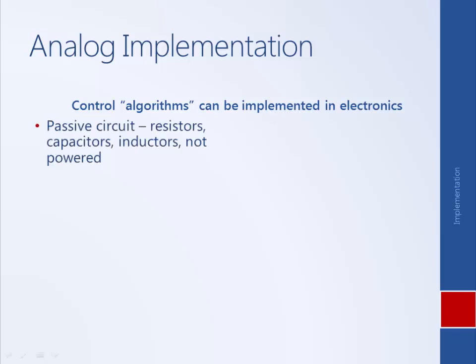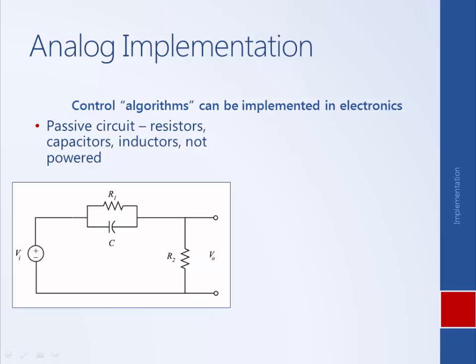Examples include a passive circuit implementation and an active circuit implementation. So a passive circuit has only passive elements in it, resistors, capacitors. It has no external power source. And here's an example of an RC circuit. This example is an implementation of a lead compensator. And so lead and lag compensators and filters are examples of controllers or elements that can be implemented as a passive circuit.